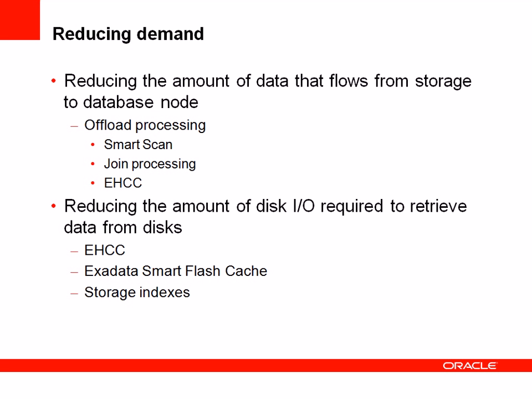In terms of reducing demand, we're going to look at 2 things involving I/O, one of which is reducing the amount of data that has to go from storage to the database CPU. And we do this by means of offload processing, which we'll be talking about quite a bit more later in this presentation. There are also features of Exadata that reduce the amount of disk I/O required to retrieve data from disks, because the overall throughput of the machine is only as fast as its slowest part. And the slowest part in modern computers is the disk I/O, the spinning brown disk. So we reduce the amount of I/O required for that.